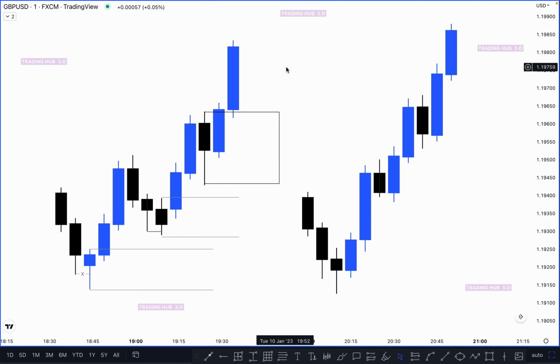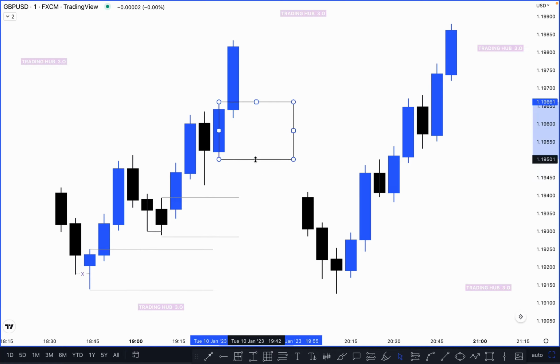So where is our next order block? You can simply switch to the next candle, and now this is our new order block. Why? Because here we can see there is no imbalance.